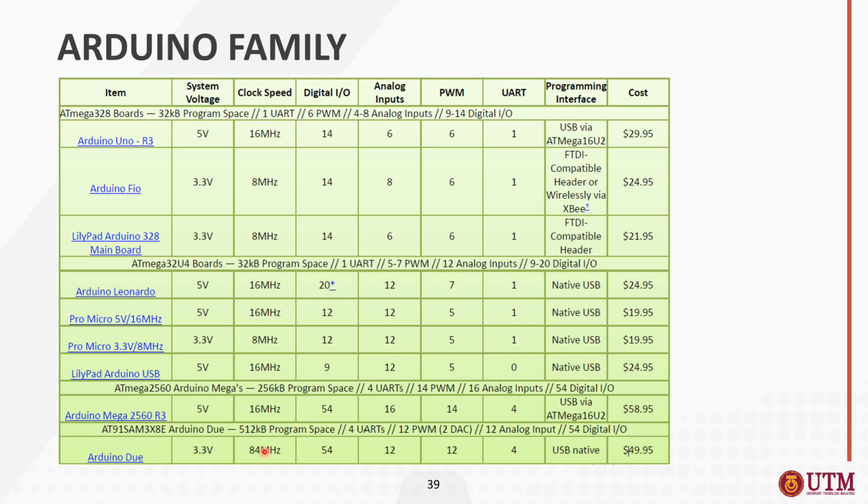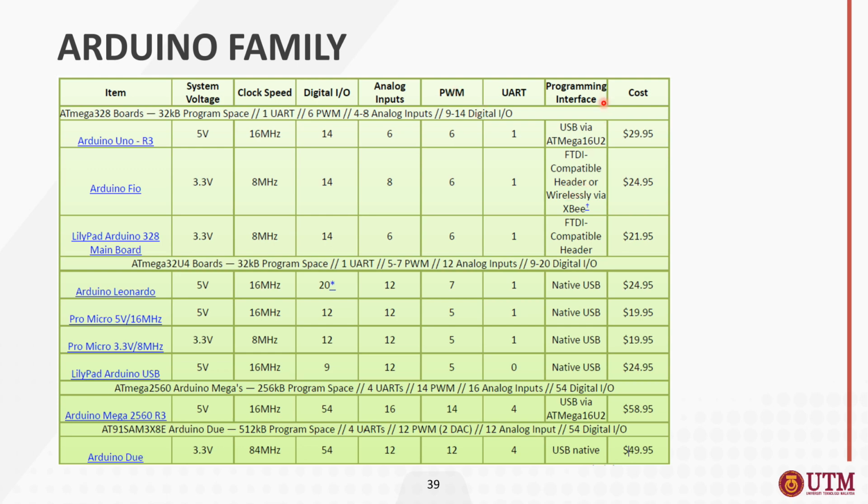Next is digital I/O. As you can see, Arduino Uno only has 15, but Mega and Due have 54, which is lots of I/Os. Similarly for analog pins, Arduino Uno only has 6, but Arduino Mega has 16 and Arduino Due has 12. And then PWM pins. A PWM pin is a pin that we usually use to drive a motor. The motor needs a PWM signal to be driven, right?